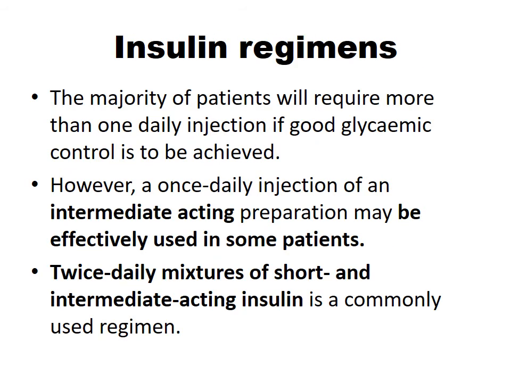Insulin regimens. The majority of patients will require more than one daily injection to control their blood glucose level. One daily injection of an intermediate preparation may be effective in some patients. Twice daily mixtures of short and intermediate acting insulin are commonly used.